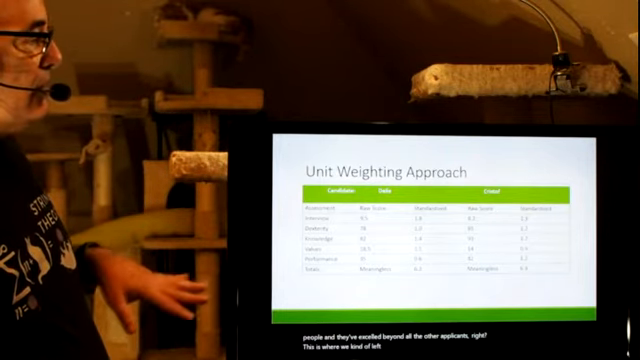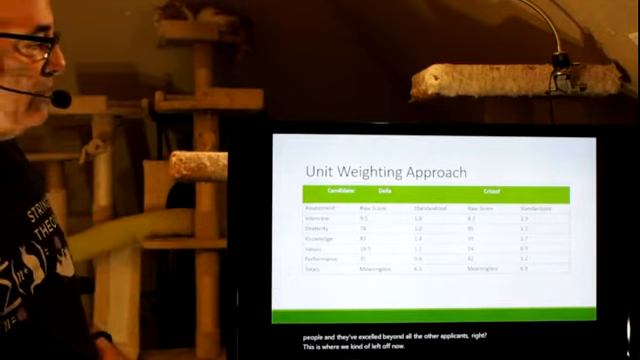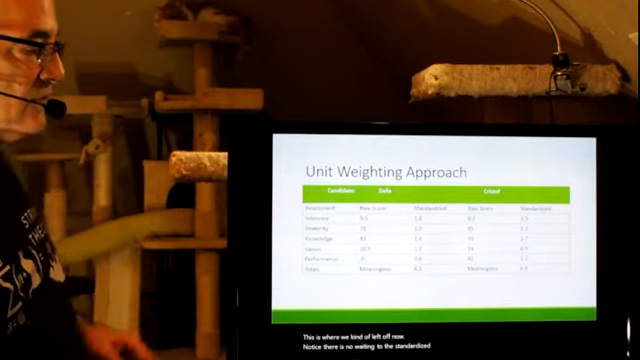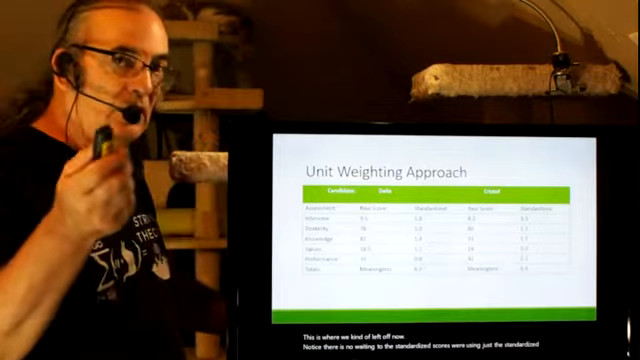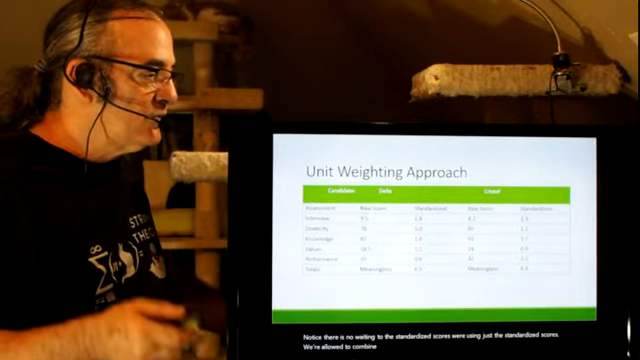Now, notice there is no weighting to the standardized scores. We're using just the standardized scores. We're allowed to combine them, obviously, because they represent z-scores.